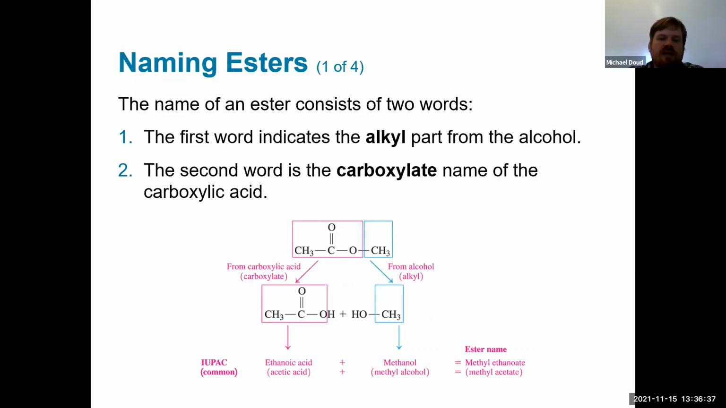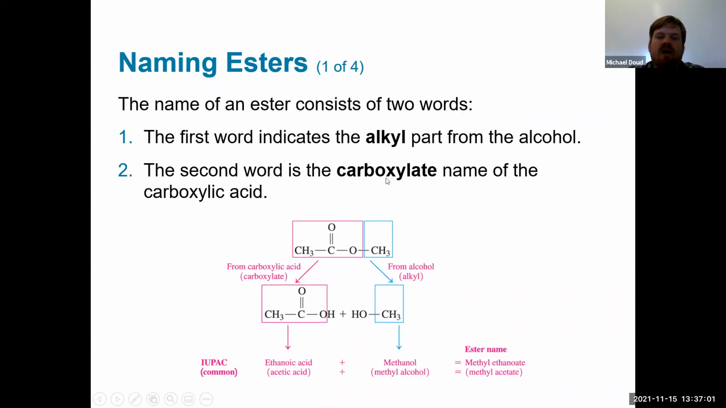Okay, let's go ahead and take a look. This is how we're going to name these esters. The first word in the name indicates the alkyl part of the alcohol. So here we've got our carboxylic acid, and here we've got our alcohol. Since this was from methanol, we only have one carbon here, so that's a methyl group. So methyl is going to be the first name in our ester name.